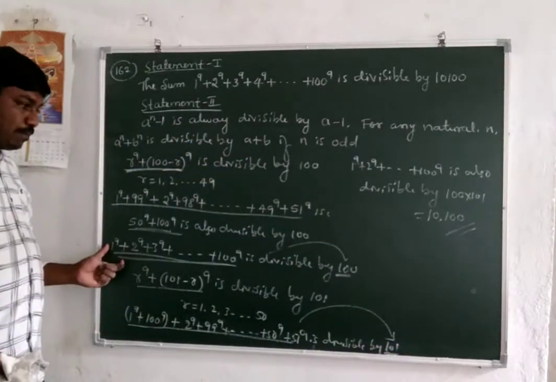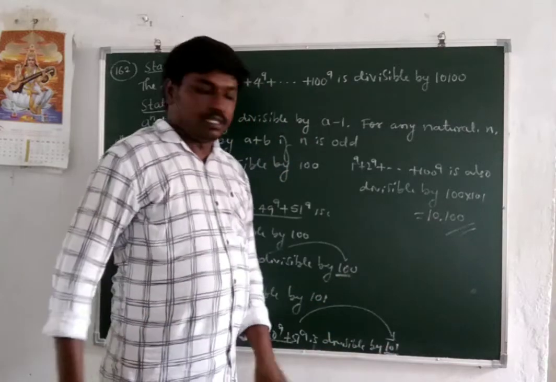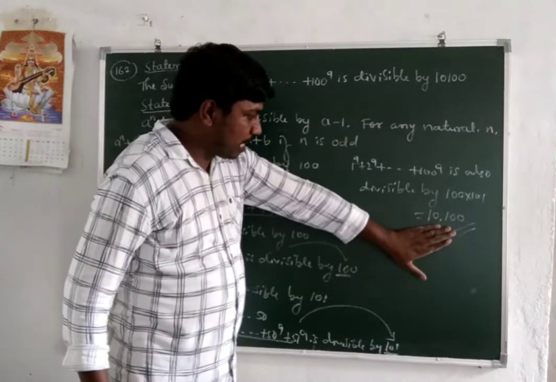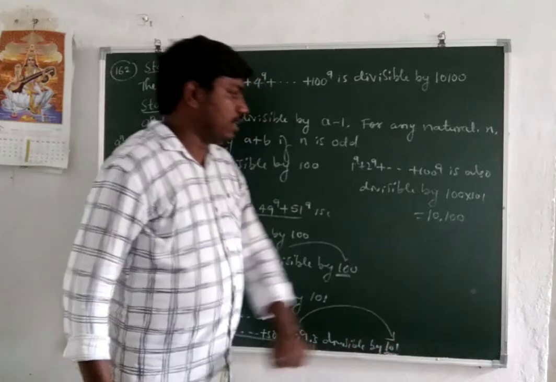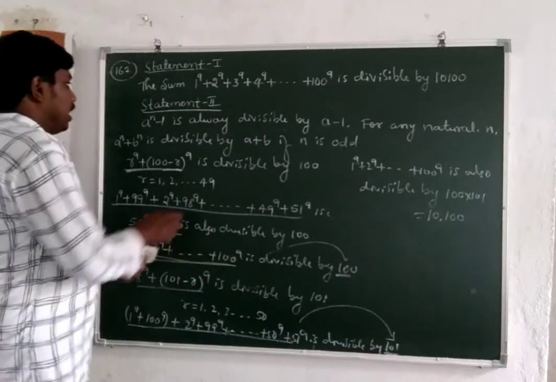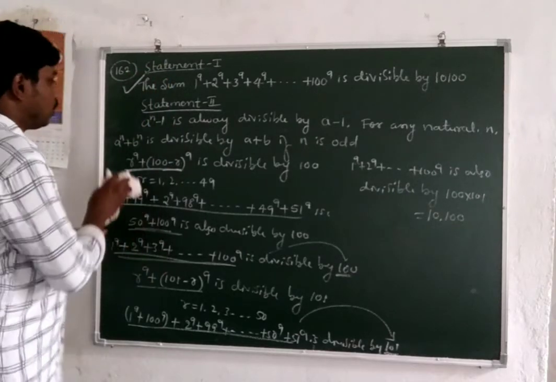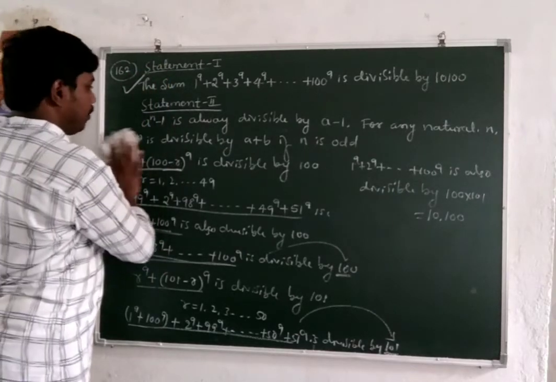So this number is divisible by the product of these two numbers. This is the multiplication theorem. So what happens? This is divisible by 10,100. Therefore statement 1 is true.